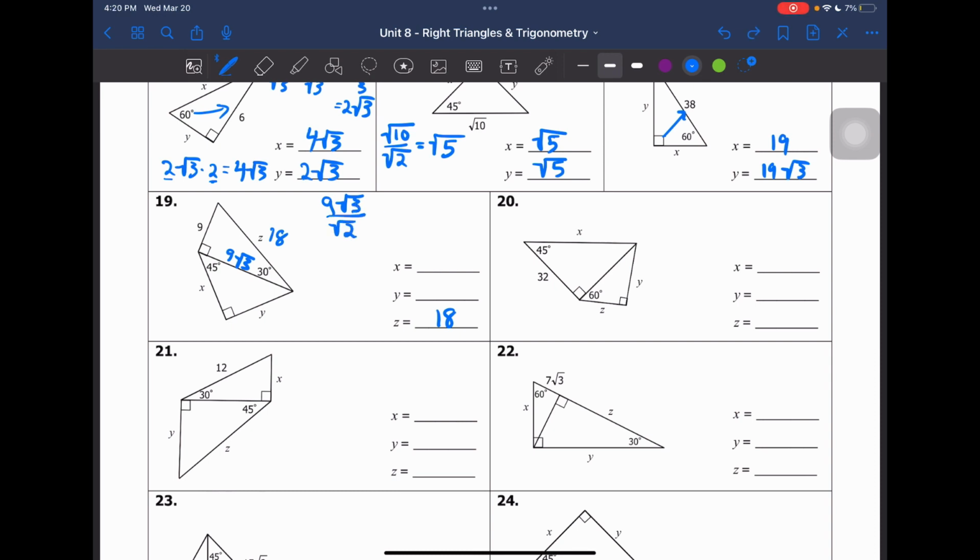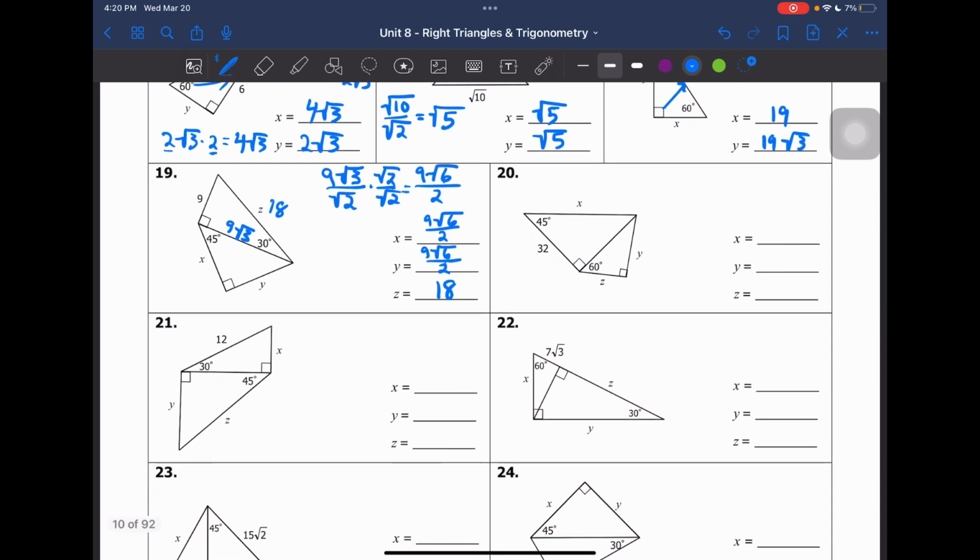So what I need to do is multiply by root 2 over root 2. That way I can get rid of the root 2 on the bottom. 9, and then root 3 times root 2 is going to simplify to root 6. 3 times 2 is 6. And then I'll have a 2 at the bottom. Root 2 times root 2 is just 2. So that's what my legs are of the 45, 45, 90 triangle. 9 root 6 over 2, and then 9 root 6 over 2.